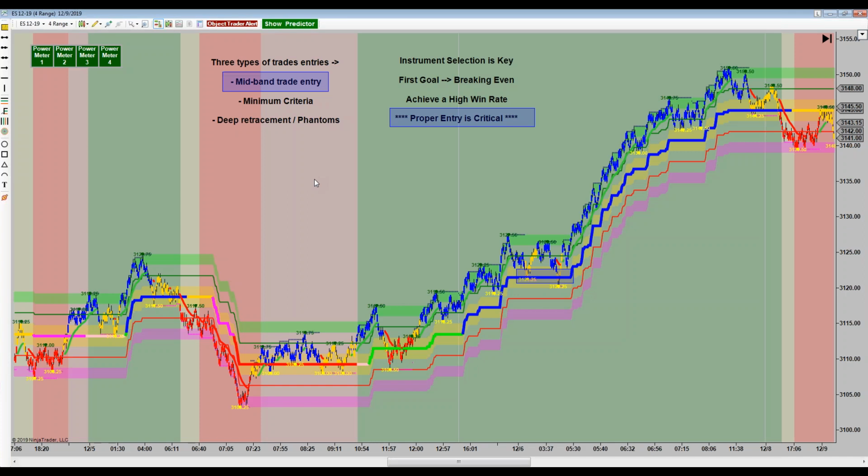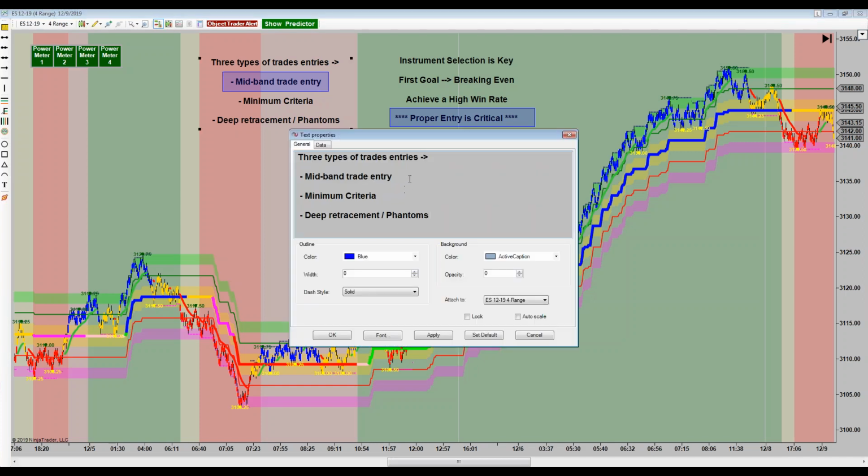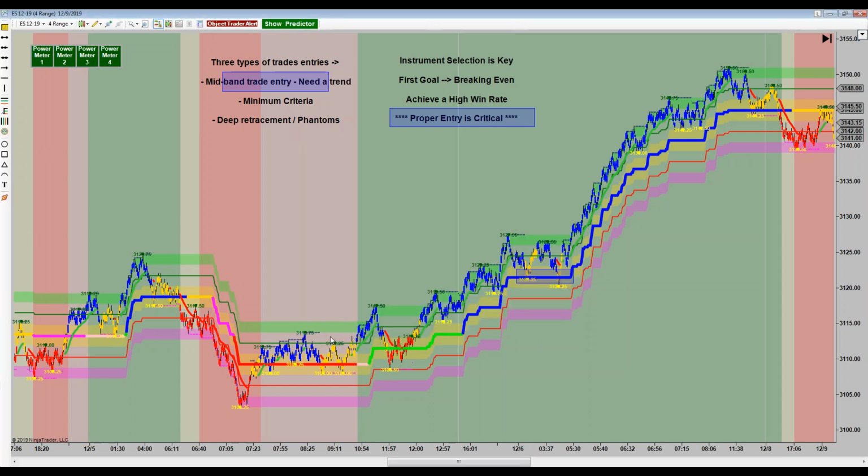Now, the mid-band trade entry works best, and let me put a little caveat on here, when you have a trend. They're most effective when you have a trend. So that's really important. They don't work so well in range-bound markets, just to let you know. A lot of times you probably don't even want to use a mid-band in a range, especially if the mid-band is in the middle of a small, tight range. And we'll look at that.